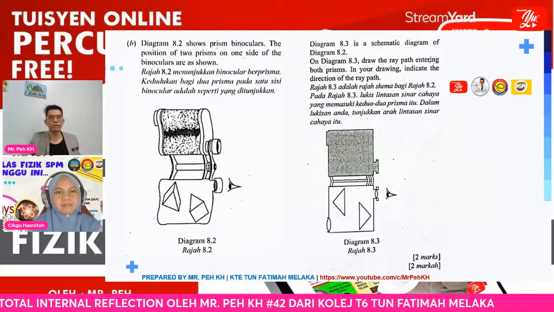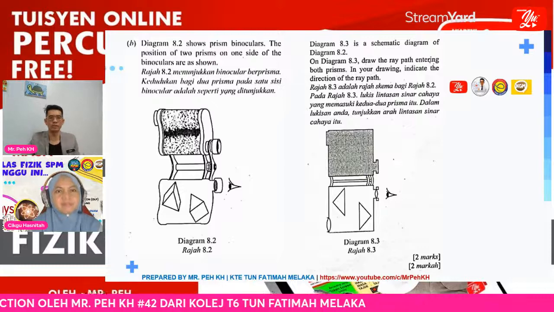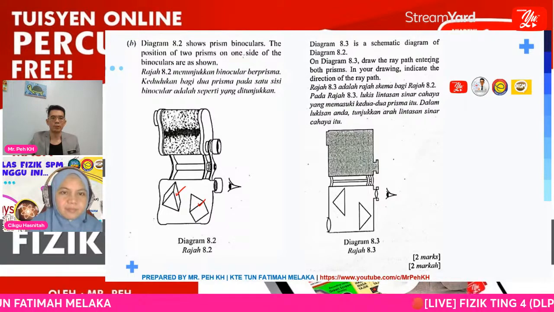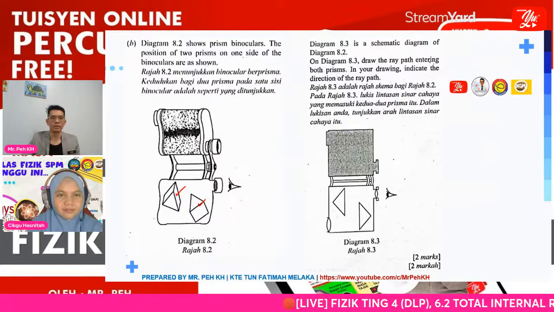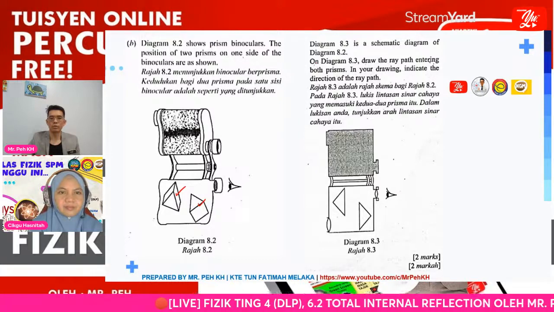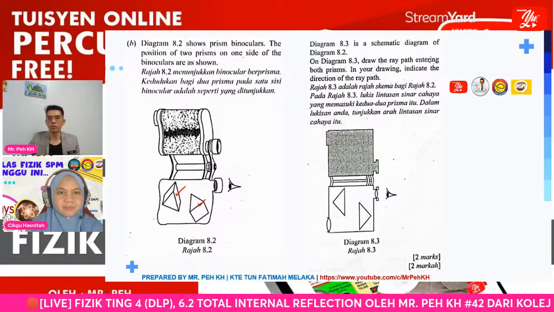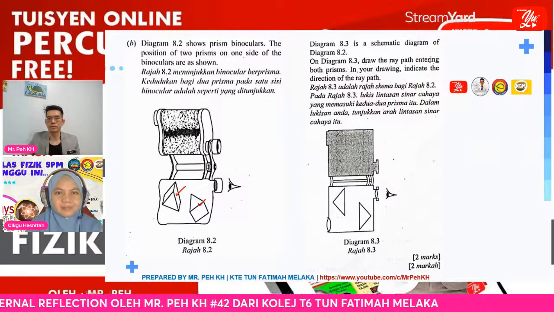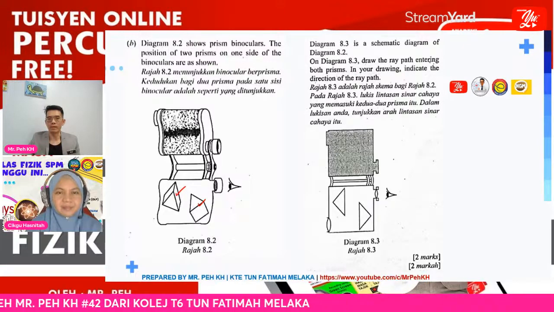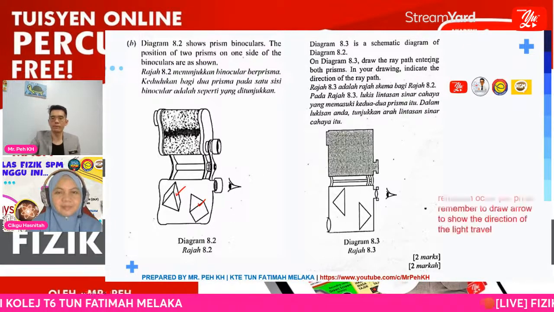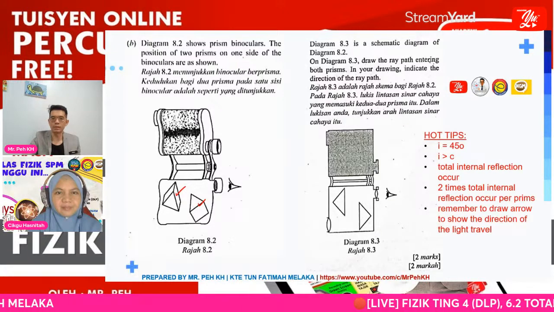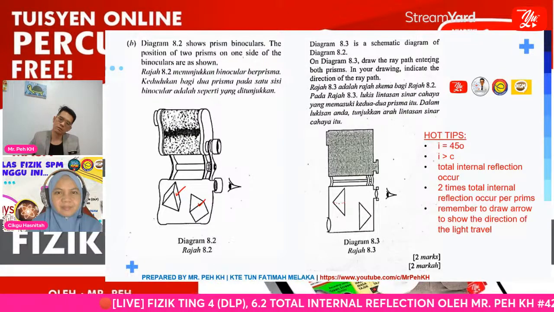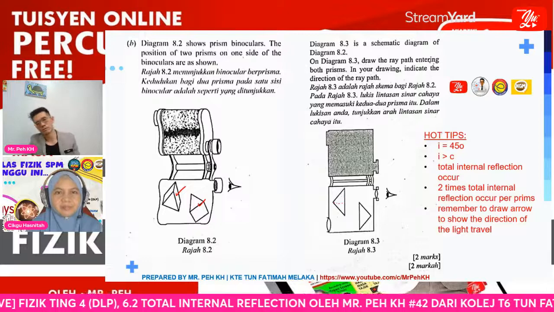Diagram 8.2 shows the prism binocular. With this, the position of 2 prisms on one side of the binocular are shown. On diagram 8.3, draw the ray path entering both prisms. In your diagram, indicate the direction of the ray path. Okay, so again, this is a 45, I think. Okay, here.